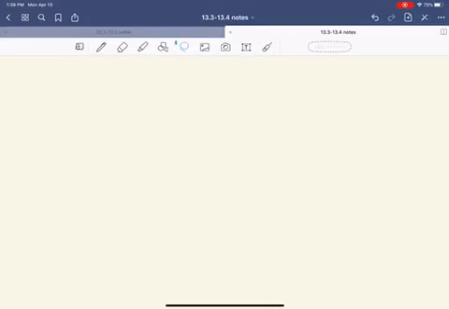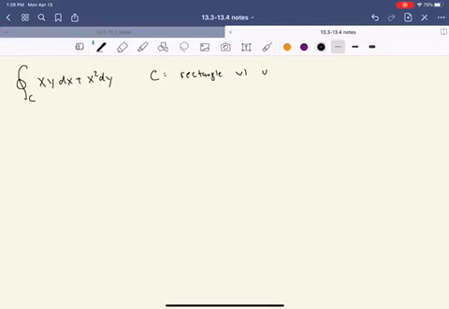All right, we're going to go ahead and do a simple example using Green's theorem. We're going to calculate the loop integral over a curve of xy dx plus x squared dy, where our curve is the rectangle with vertices (0, 0), (3, 0), (3, 1), and (0, 1).